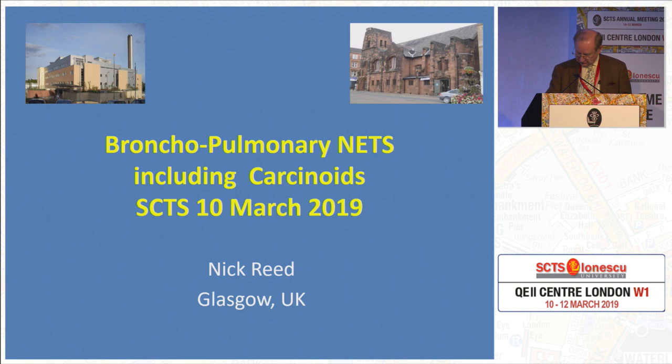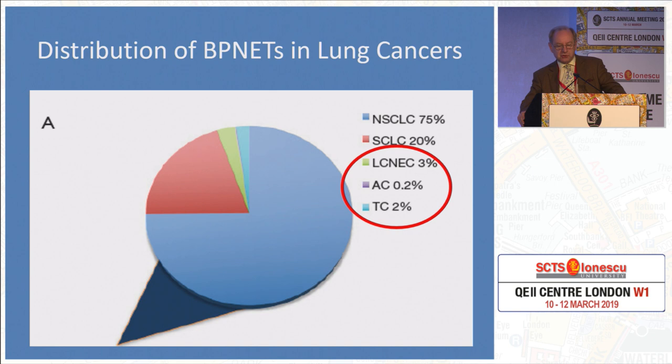Sorry, wrong one. So what's the problem we're dealing with? Well, this is the distribution of bronchopulmonary neuroendocrine tumours within lung cancer. So you can see, particularly if we exclude small cell lung cancer, it's very small numbers.